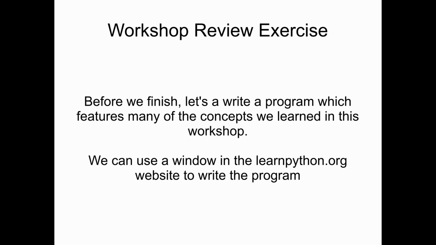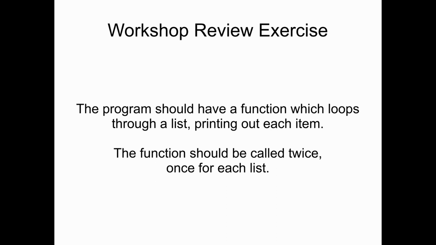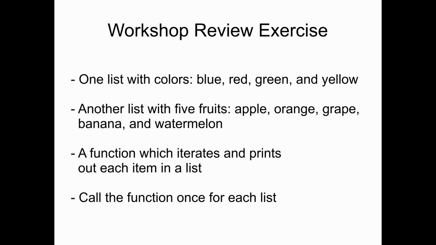Before we finish, let's write a program which features many of the concepts we learned in this workshop. We can use the window in the Learnpython.org website to write the program. The program should have 2 lists, one with 4 colors: blue, red, green, and yellow. The other list will be a list of 5 fruits: apple, orange, grape, banana, and watermelon. The program should have a function which loops through a list, printing out each item. The function should be called twice, once for each list. We will go over a possible version of the program next, but you should try writing your own version now.